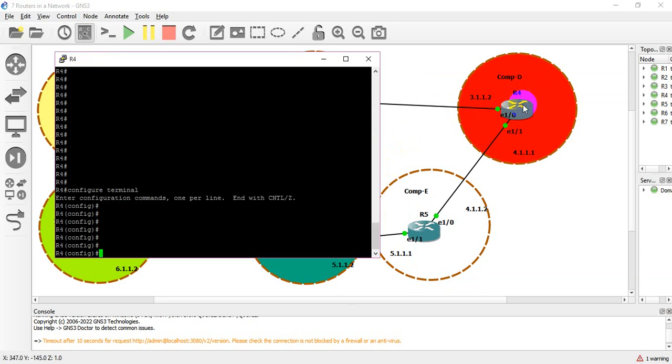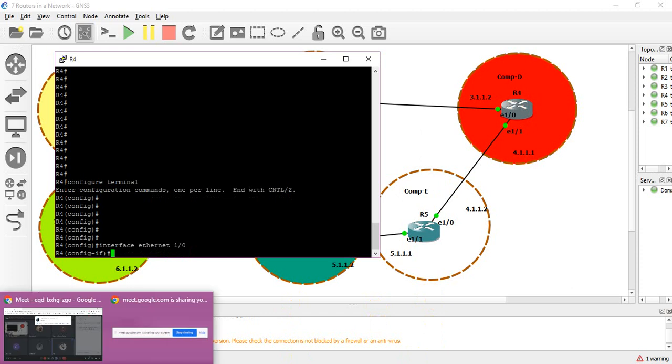Now let's configure this router as well in the same manner. Right here, interface, and whether you write small e or capital E doesn't matter. It's not case sensitive. And this time we should configure company D router port Ethernet 1 by 0.